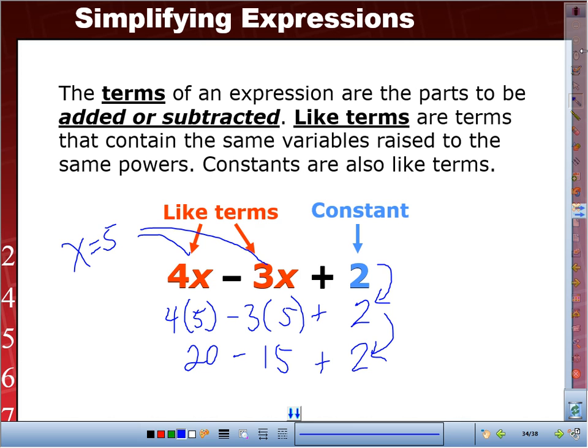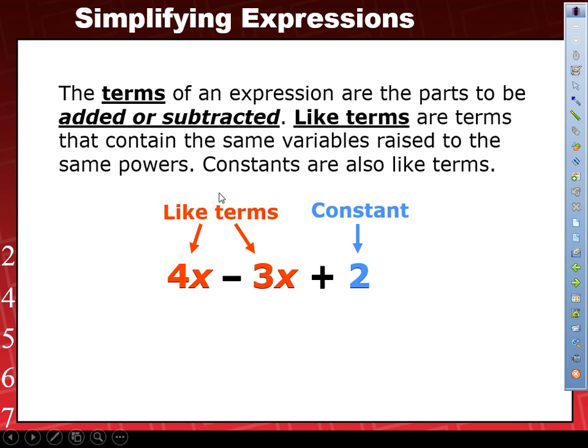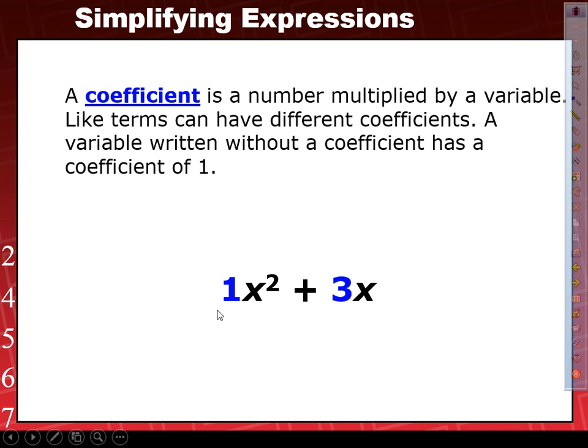So now that we got those terms covered, once again, like terms, the different parts of the expressions, and constant. Coefficients. What are coefficients? Coefficients are the numbers that multiply the variable. So if I was to give you this, look up, how many terms do you see? 2. Are they like terms? No. But what is the coefficient of the first term? 1. It's the number multiplying the variable. And the coefficient of the second? 3. The number multiplying the variable. These are called coefficients. Are we there so far?